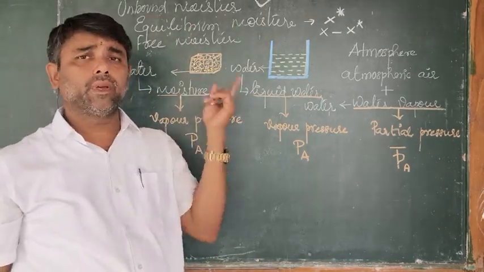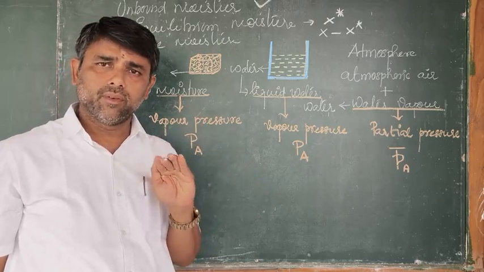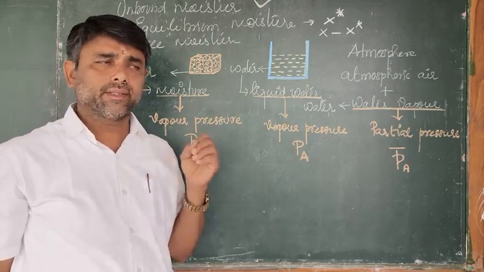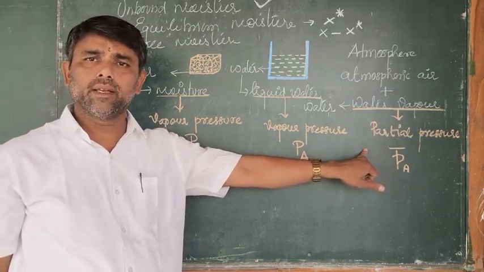This is open atmosphere. It contains air plus water vapor, water in the form of water vapor. The pressure exerted by water vapor is called partial pressure. I think now we are very clear. Thank you.